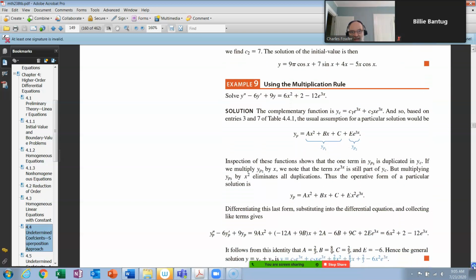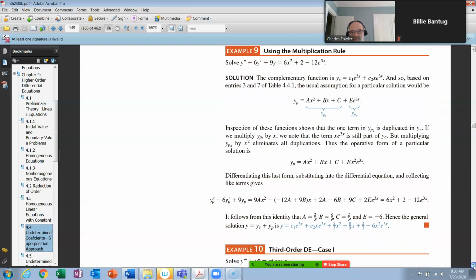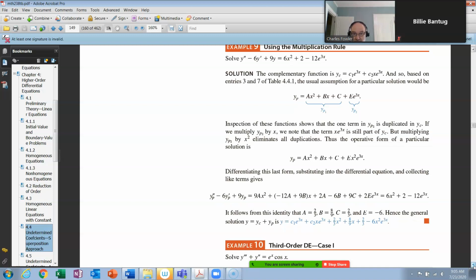Okay, so let's scoot on down here and see example 9. We did one with addition, now we're going to do one with multiplication. Here's your higher order linear differential equation with constant coefficients 1, minus 6, and 9. And then over here you have a polynomial 6x squared plus 2, and then add to that an exponential function. And I'm trying to see why they say the multiplication rule, because this is an addition again, just like the last one was.